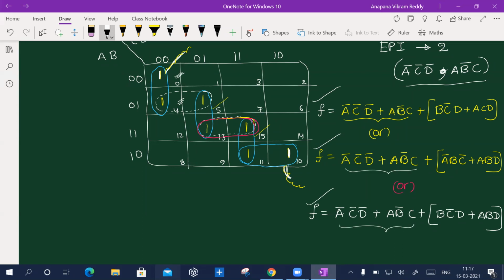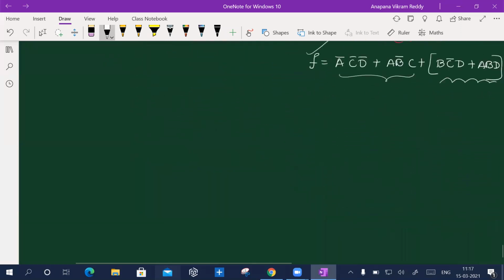EPIs are common, and these are optional non-EPIs. Whatever square bracket stuff you have, they are non-EPIs. So based on the given question, non-EPIs may vary just like that. Am I clear so far? Yes, sir. You can write in many ways. The only thing is you have to cover all ones. Whatever ones you have, you must cover in sum of product form. In POS form, you have to cover those zeros. That's it. But EPIs remain the same for all the expressions.